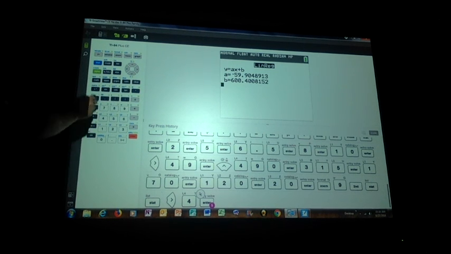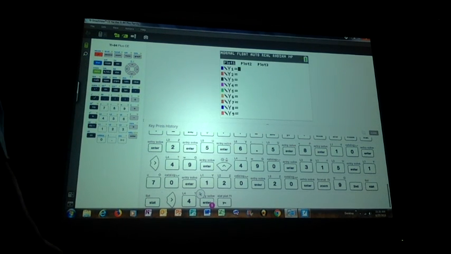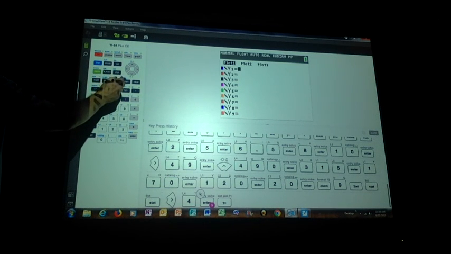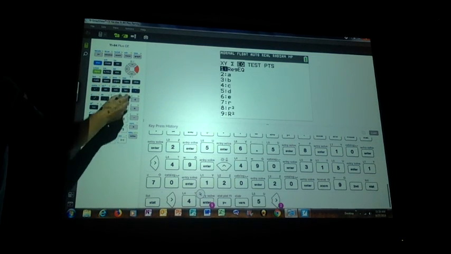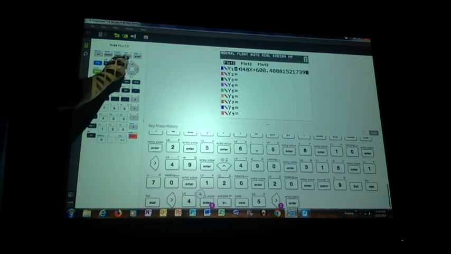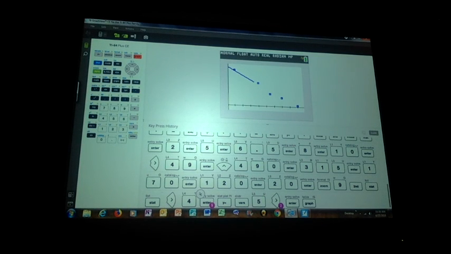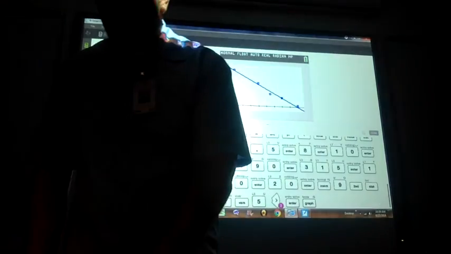So if you wanted to find this and plot this, you go y equals. Where do I go? Vars. Statistics. Equation. Graph. That's it. That's how you do this.